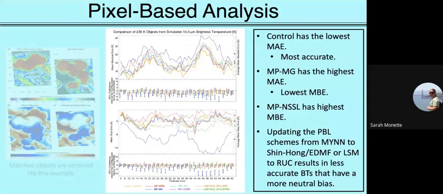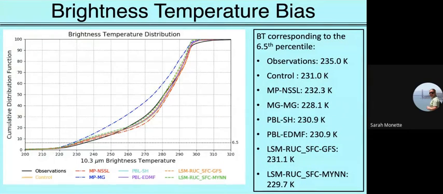So next slide. The next thing we wanted to do was look at this brightness temperature bias. This is a cumulative distribution function over all the pixels in our data set. We found the 6.5 percentile, because that was our observations at 235 Kelvin, for each model configuration, and then ran the same analysis again. And I have 2 minutes. So next slide.